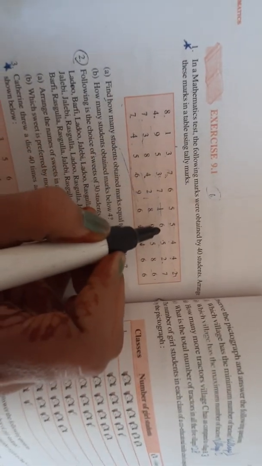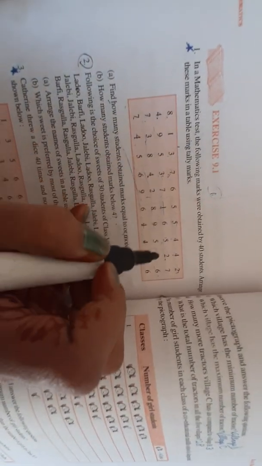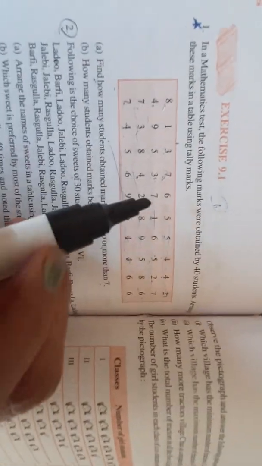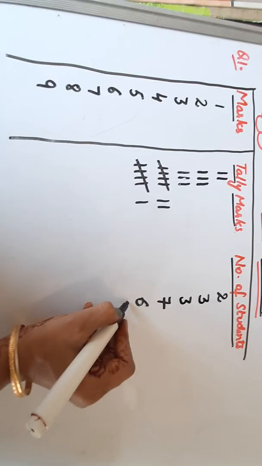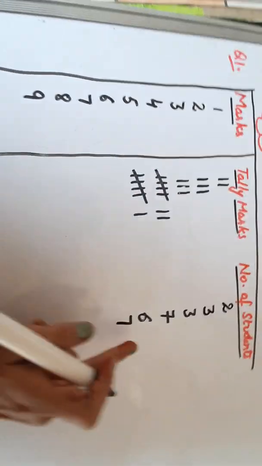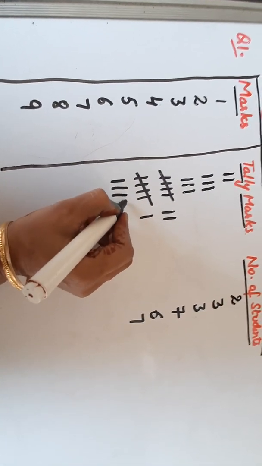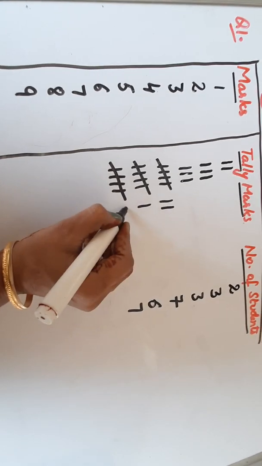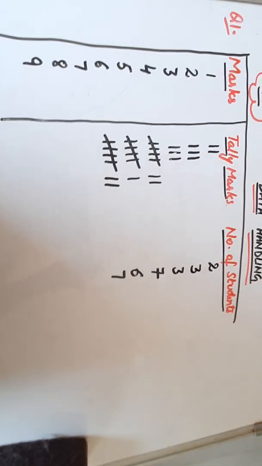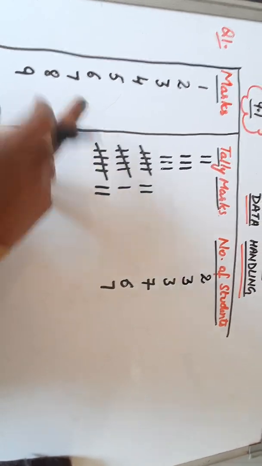Now let us check for 6. So 6, 1, second 6, third 6, fourth 6, fifth 6, sixth, seventh. So 6 is appearing 7 times. So we will write 7 students. So 7 students have obtained 6 marks. Let us make tally marks for this 7. 1, 2, 3, 4. Number 5, shut the door. 6, 7. Now let us check how many students obtained 7 marks.